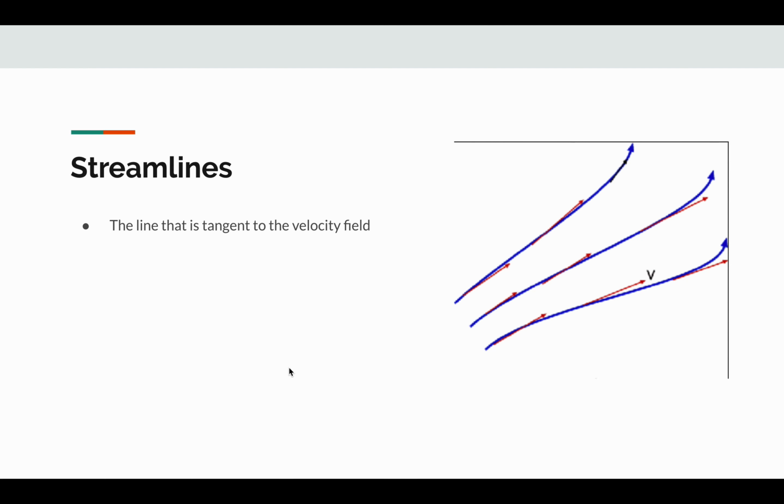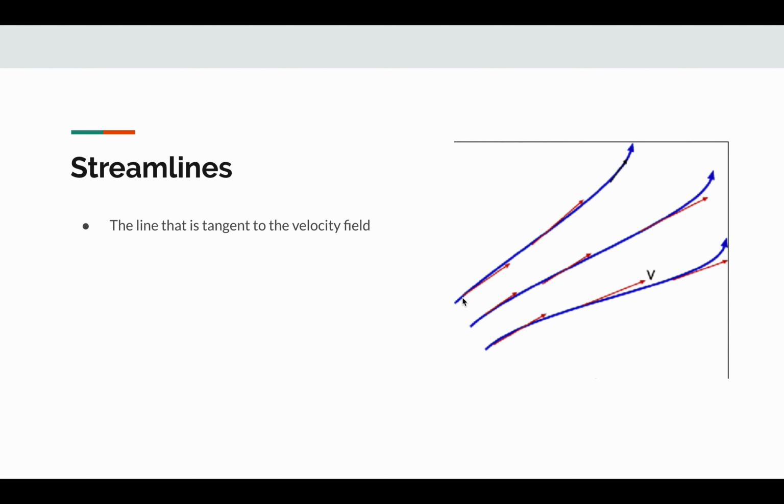Next up, we have streamlines. The streamline is the line that is tangent to the velocity field. So, in this image here, the red lines are the velocity vectors within that velocity field. The blue line is the streamline.